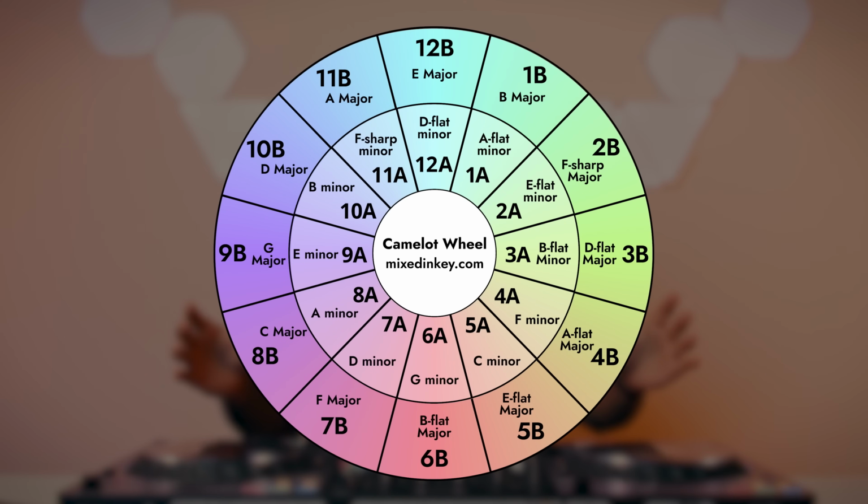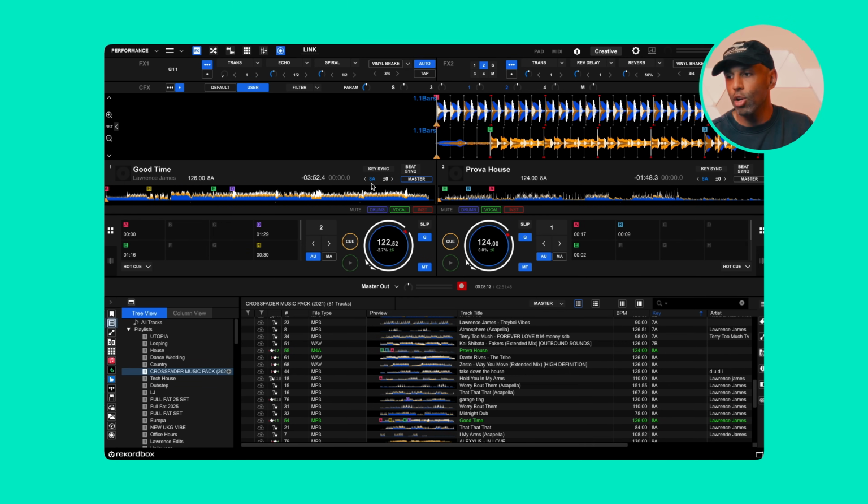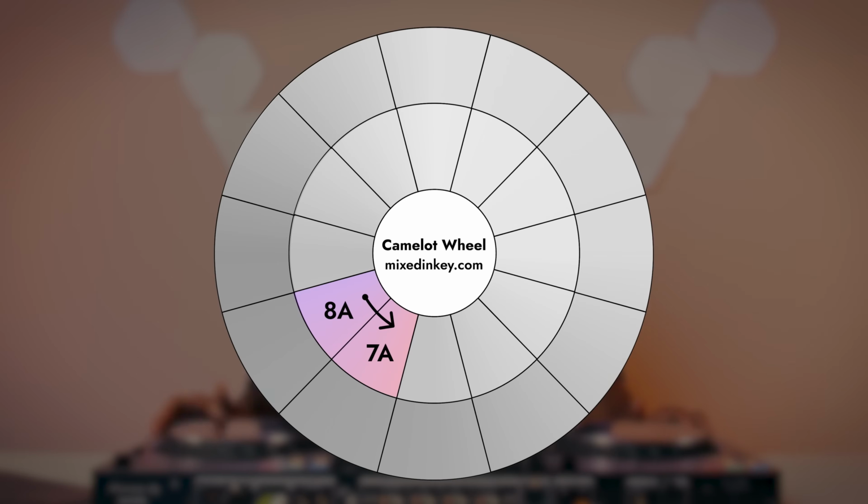So here's the Camelot wheel on screen. Now you can mix adjacent on the Camelot wheel, or one step in. So for example, this track here, Good Time, is in 8A. If I go one step down, that goes to 7A. If I go one step up, that goes to 9A. I can also mix 8A with itself, or you can go across and mix to 8B.